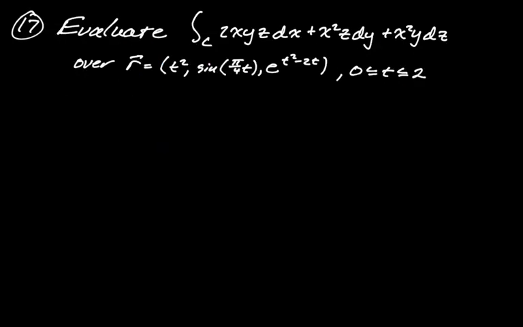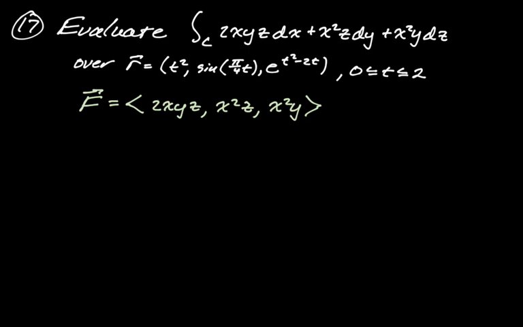Number 17, we're actually doing a line integral. Evaluate the line integral 2xyz dx plus x squared z dy plus x squared y dz, over the path r from 0 to 2. What I like to do is actually write out the vector field. I don't know if everyone likes to do this, so I'm going to write that f is 2xyz, comma, x squared z, comma, x squared y. So I just pull them off of the line integral that I'm given.